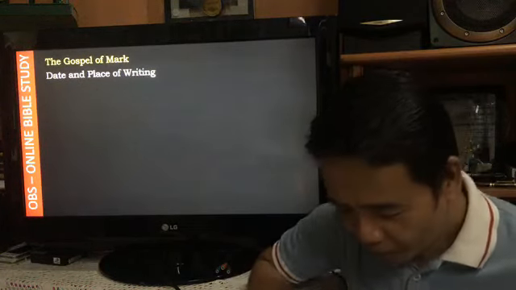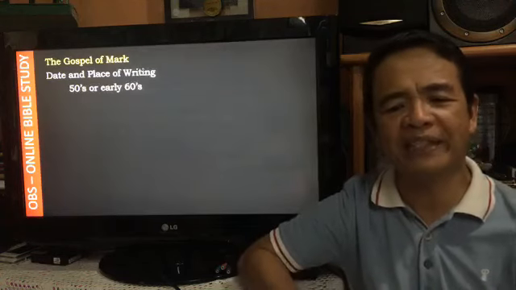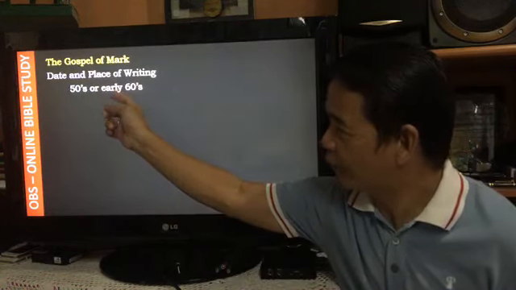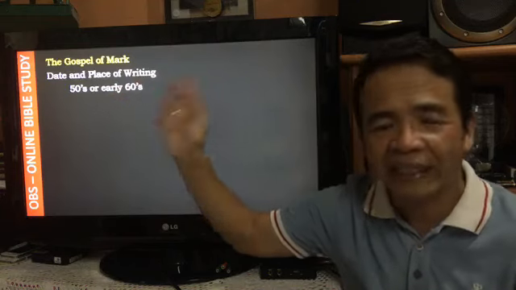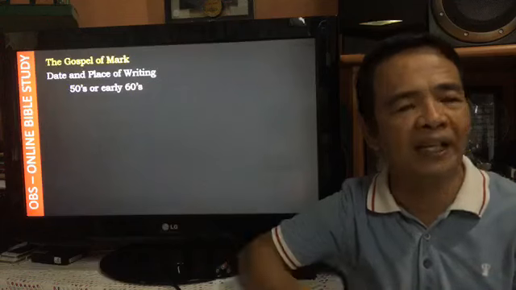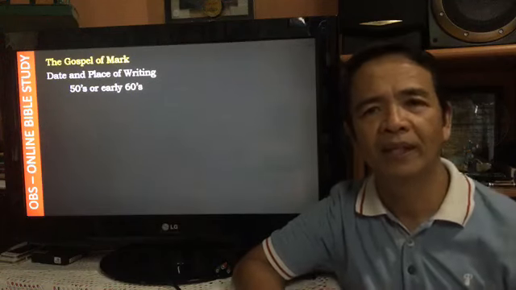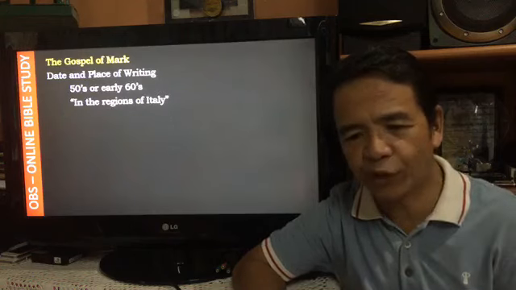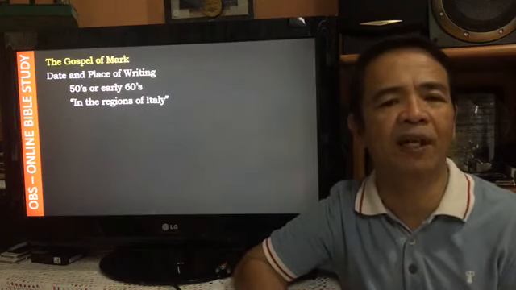Further moving on, aside from the early ones that we have taken, he could have written his gospel around the 50s or the early 60s, could probably be so. And the place could probably be the regions of Italy.